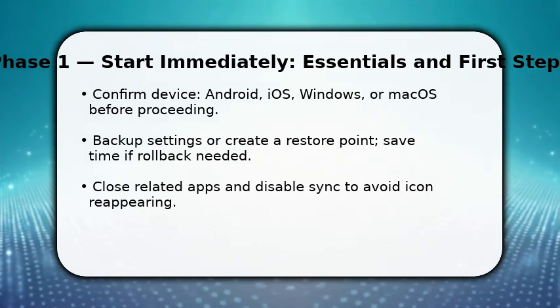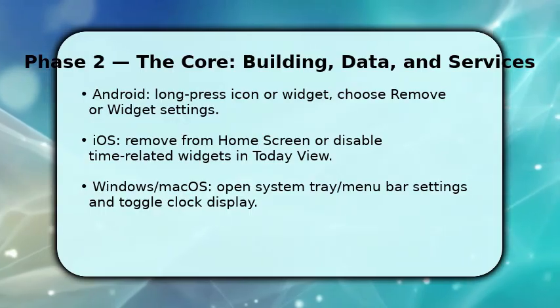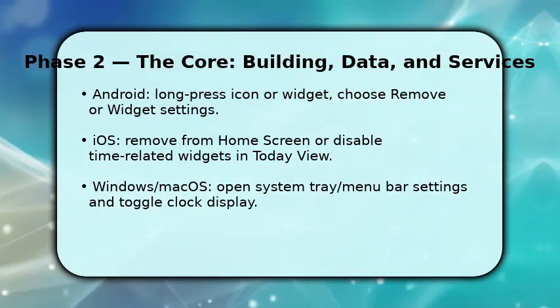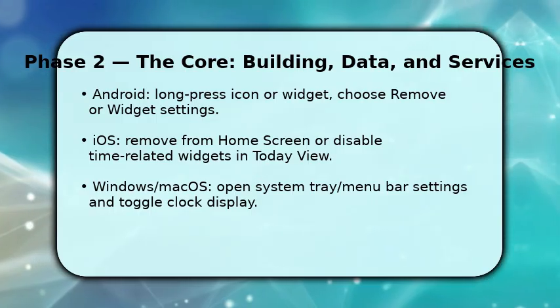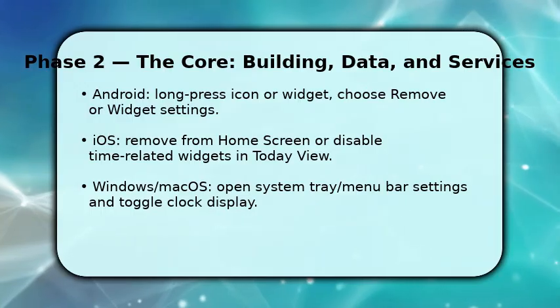You now perform the removal. On Android, long press the clock widget or icon, select Remove or Widget Settings, then Confirm. On iOS, tap and hold the widget, pick Edit Home Screen, then delete or hide it from Today View. Make sure to also check focus modes.